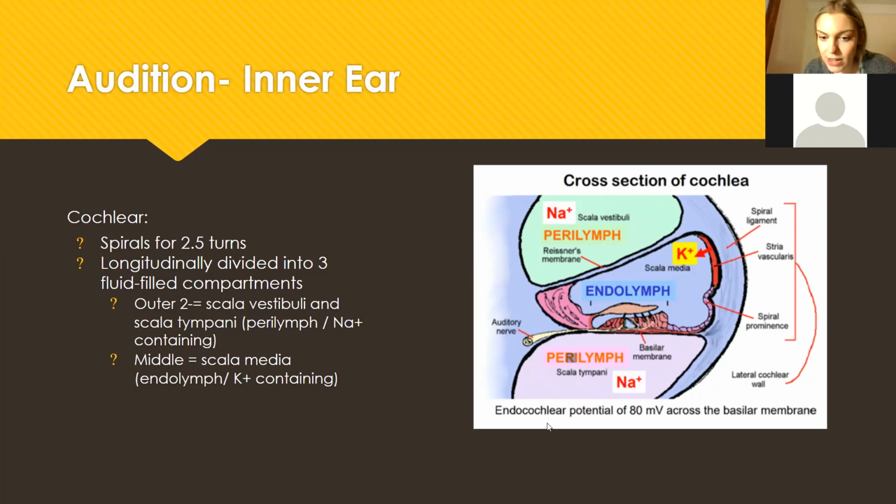As we've got down the bottom here, I've taken this from a lecture: the endocochlear potential of 80 millivolts is across the basilar membrane. This is because the electrical potential of endolymph is about 80 millivolts more positive than that of perilymph, and this gives us our endocochlear potential, which is obviously important for transmission of electrical signals.